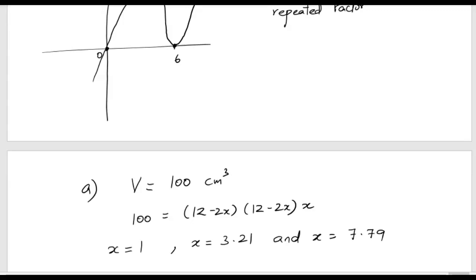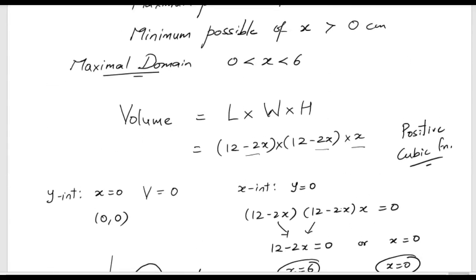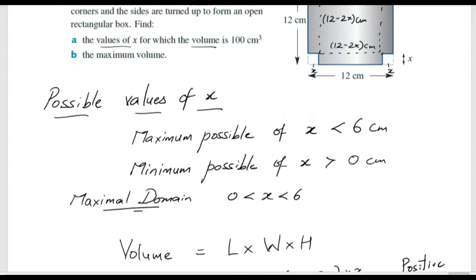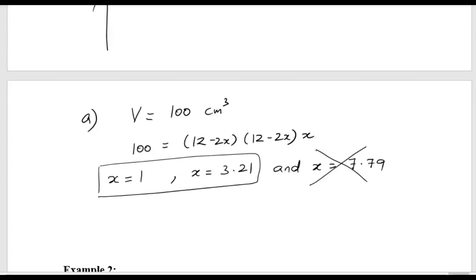Now this is the length of the square boxes that we're cutting from each corner. We've already established that the value for x has to be between 0 and 6. So if I go back to the three values we've got, I can eliminate x is equal to 7.79, which means the two possible answers in this particular case are x is equal to 1 and x is equal to 3.21. Now let's go to part B of this question.